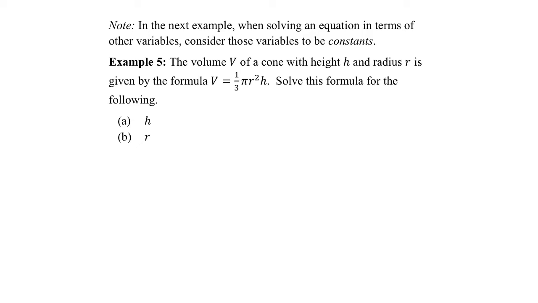So it says, note, in the next example, when solving an equation in terms of other variables, consider those other variables to be constants. So let's look at the first part of this problem. The volume V of a cone with a height h and a radius r is given by the following formula. Okay, there's the formula. I'm not giving you the value of the radius, the height, or the volume. We're not taking care of numbers here, we're looking at variables. 1/3 is just a coefficient. The problem says, solve this formula for h.